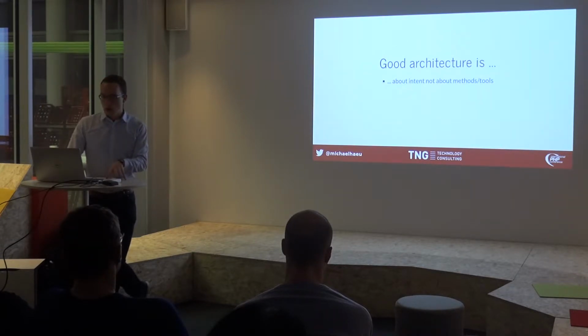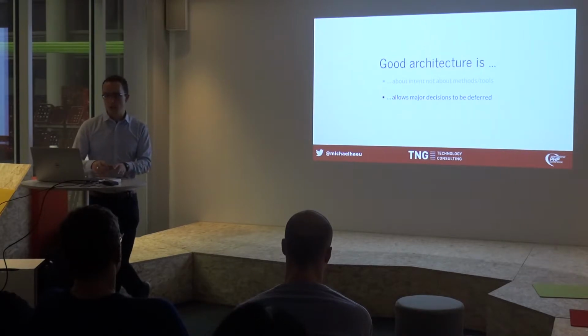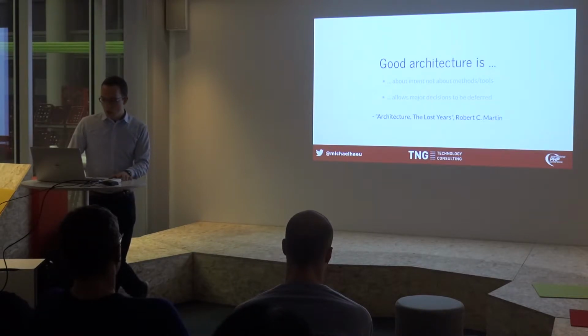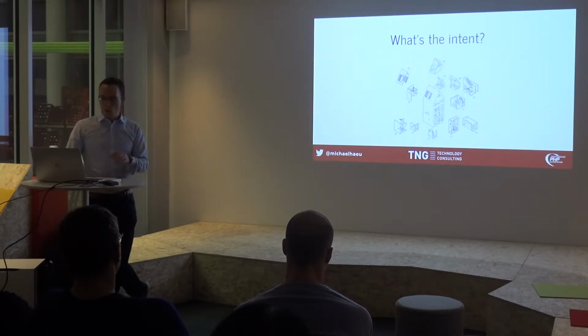He says that good architecture is, first of all, not about methods or tools that you use. And good architecture also does not force you to make certain decisions. So if you start a project from scratch and you're already deciding to use microservices, there's a good chance, unless you're Netflix, that you're doing it wrong. If you're interested in that, Google Architecture Lost Year, great talk by the infamous Uncle Bob. So one example that he gives, for instance, is this one.